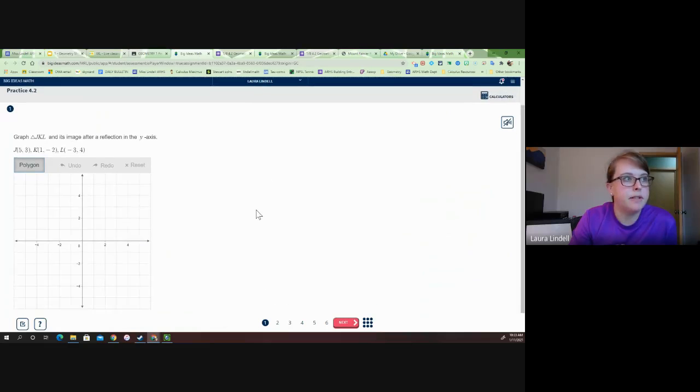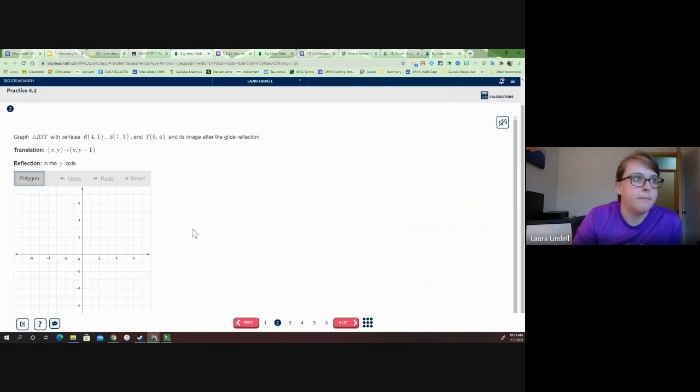So we've only got a couple of minutes here. Number 1, I'm going to leave for you guys to do because it's just a regular reflection. Make sure you graph all of the points first and then reflect over the y-axis, which is this one right here. Number 2 is a glide reflection. So we're going to do that one together real quick. And this is a lot like the one we just did in example 2.